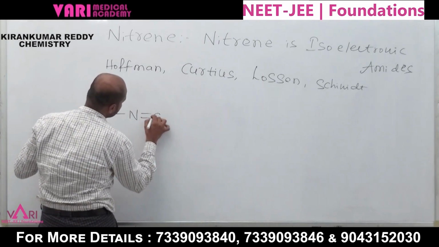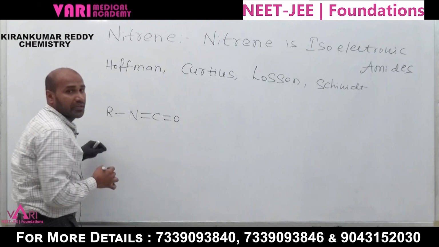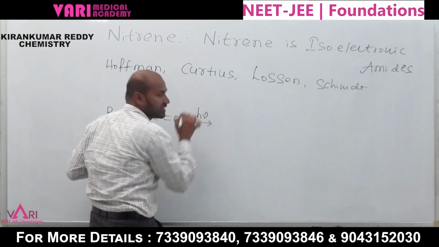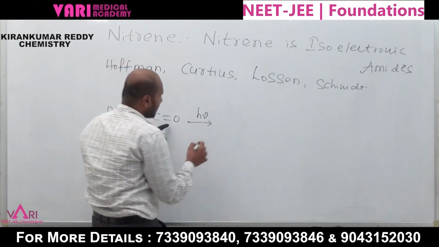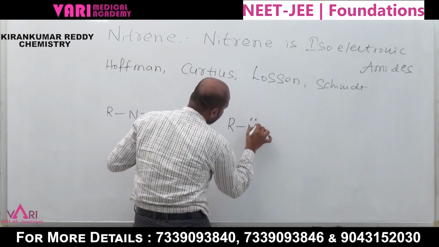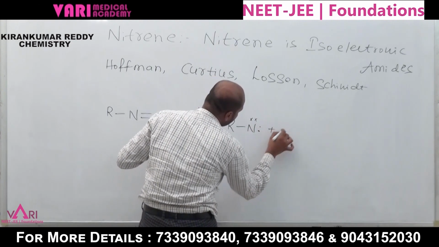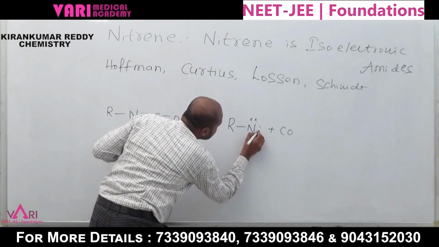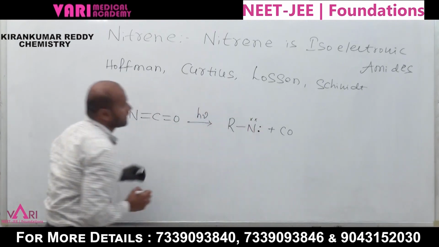Take R-N double bond C double bond O. In the presence of light, what is happening? Here is nitrene. Nitrene is the intermediate, and the remaining CO is removed. These are the lone pairs of electrons.